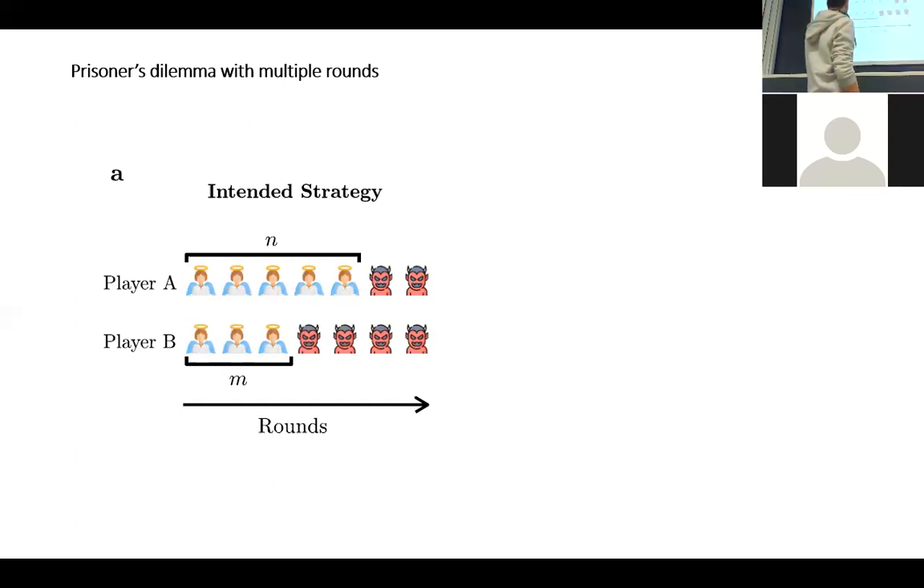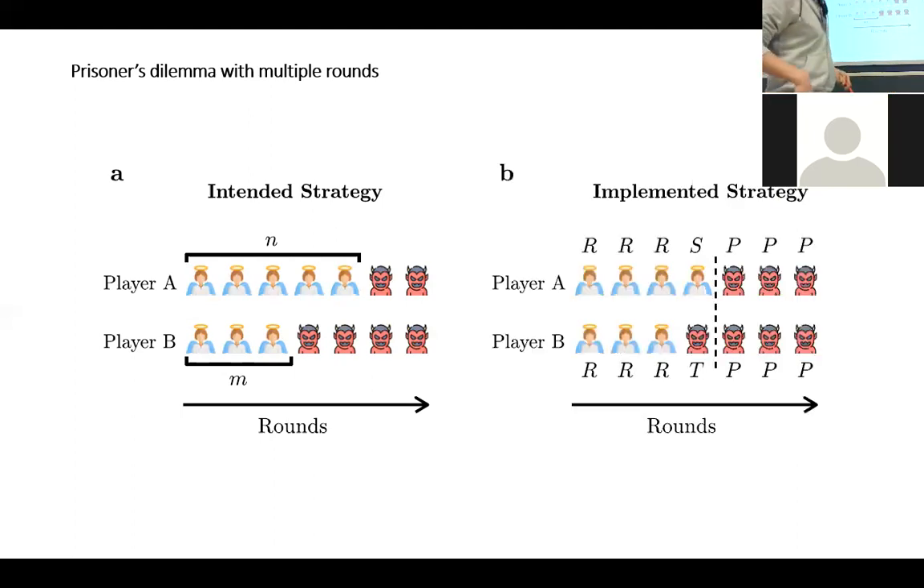And this player has a little bit less intention to cooperate, only for 3 rounds, and then it will start betraying. What will happen is that this is the intended strategy. What will happen at the end is not the same as the intention. This is important. Because what will happen in this prisoner's dilemma with many rounds is that as soon as an agent gets betrayed against another one, it will change its strategy.